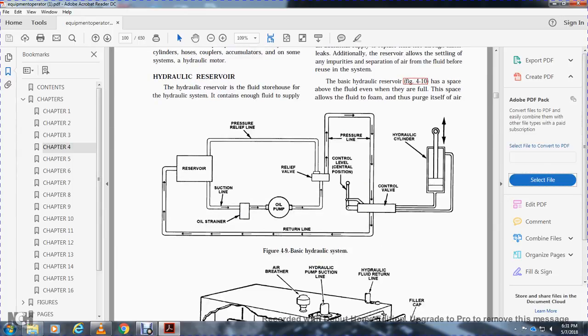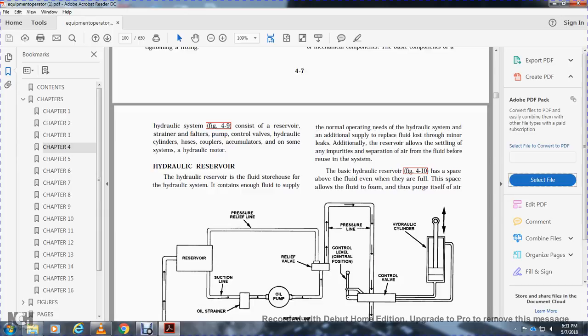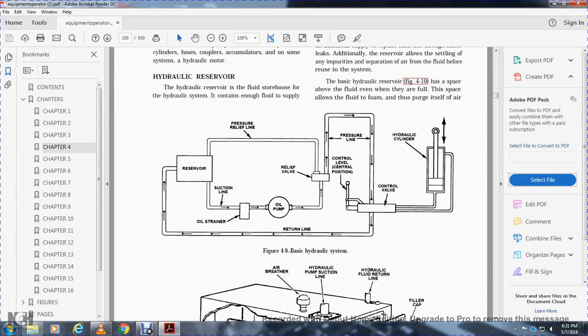The hydraulic reservoir is the fluid storehouse of the hydraulic system, and it contains enough fluid supply for normal operation of the hydraulic system. An additional supply replaces fluid lost through minor leaks. The additional reservoir space allows the settling of impurities and the separation of air from the fluid before reuse. The space above the fluid allows fluid flow and the purging of air.